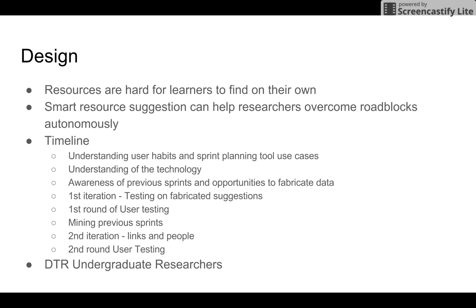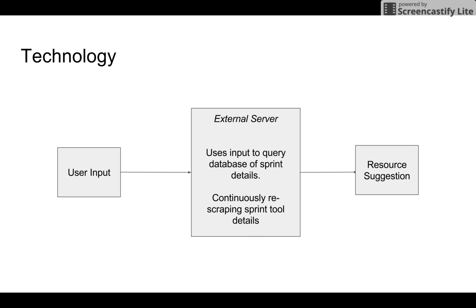Then do an iteration where we fabricate data and suggest it to users. Then we do some testing, then we actually mine it with our technology, and then we implement an actual technical solution to link to people and actual resources used in the past. And then we do another round of user testing. And then thankfully we have DTR undergraduate researchers for our research, so we don't have to find anyone.